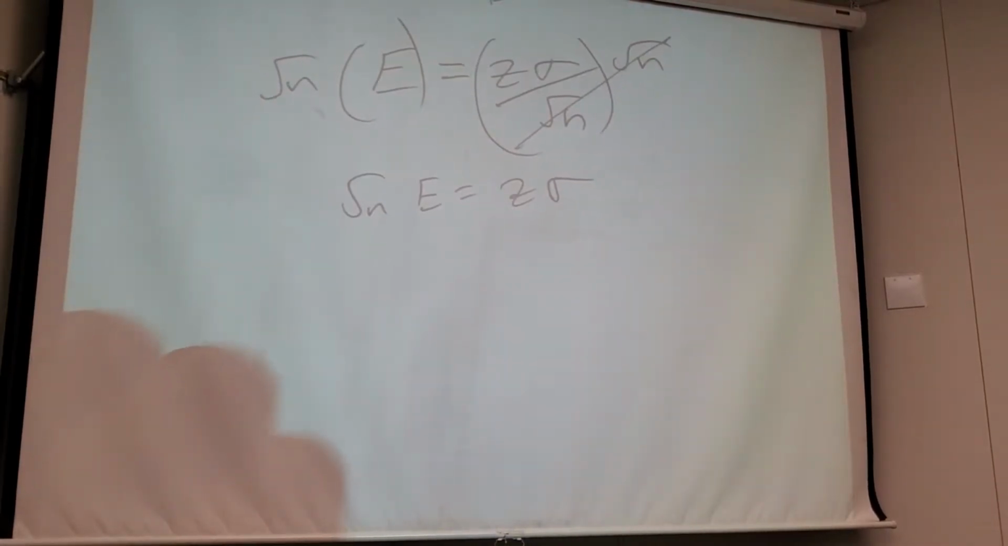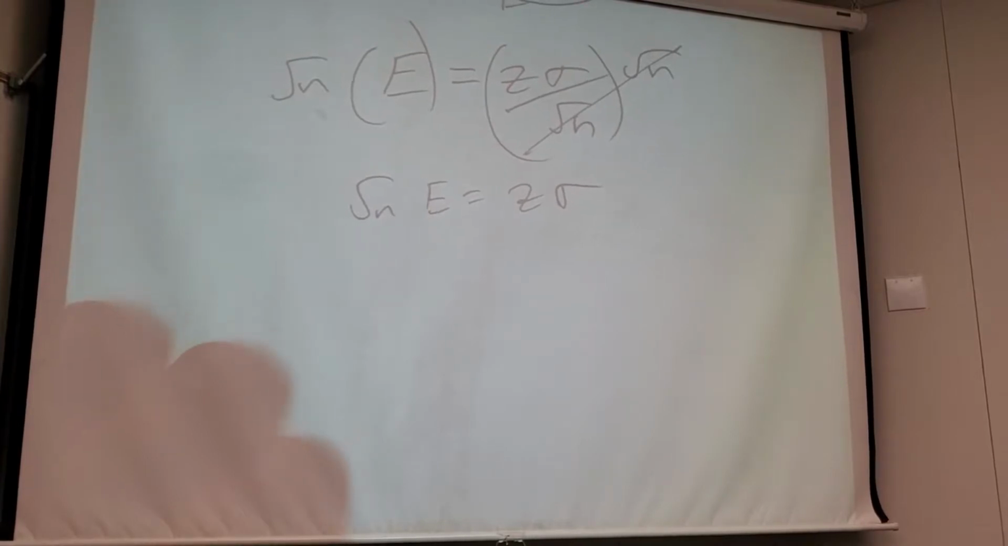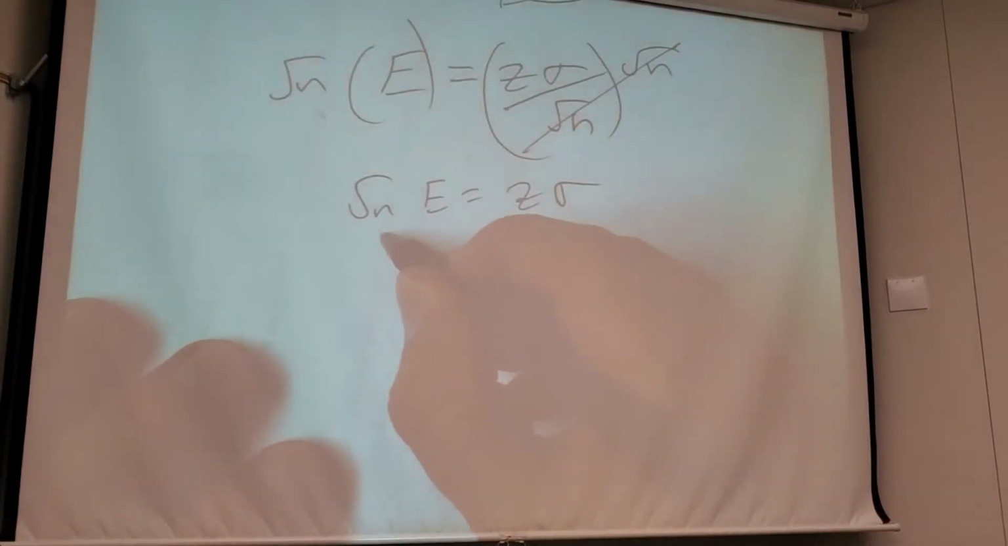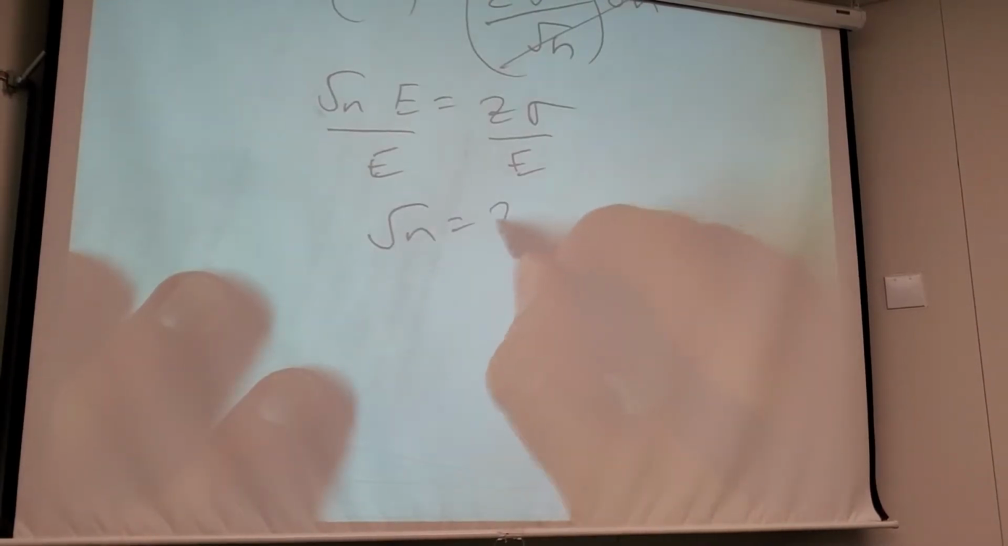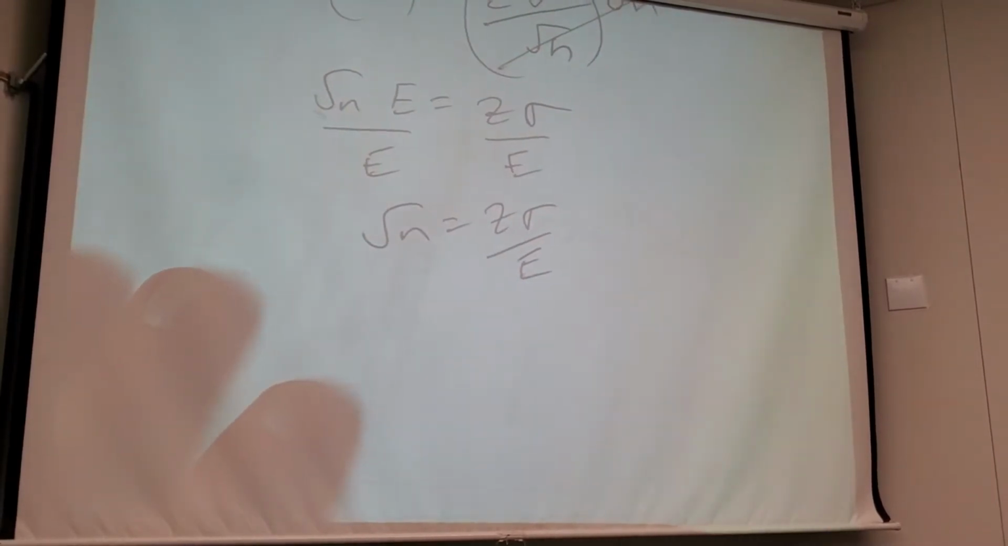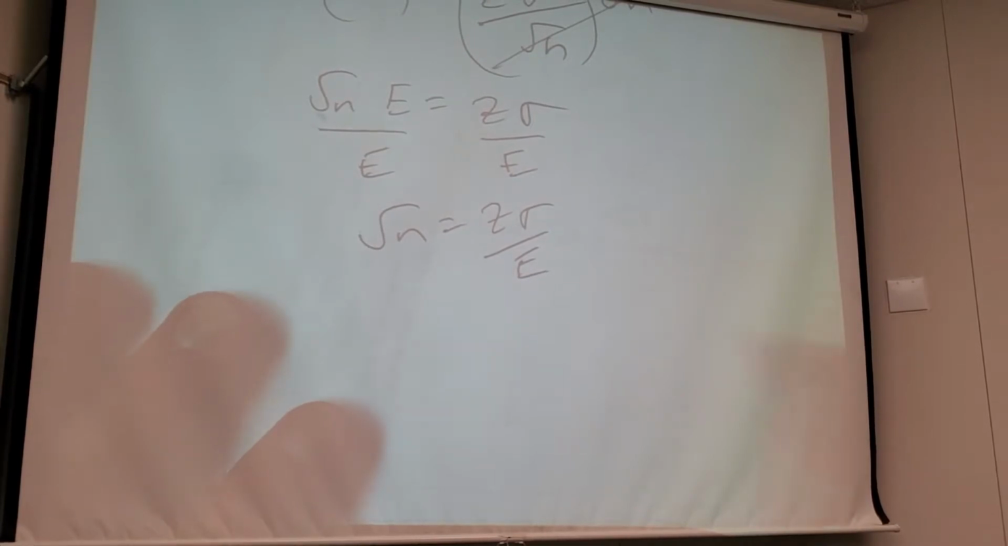So I get square root of n times e equals this. So two more steps and I'm done. How do we get rid of that e? Divide by e. And then finally, how do we get rid of that square root? Square both sides.